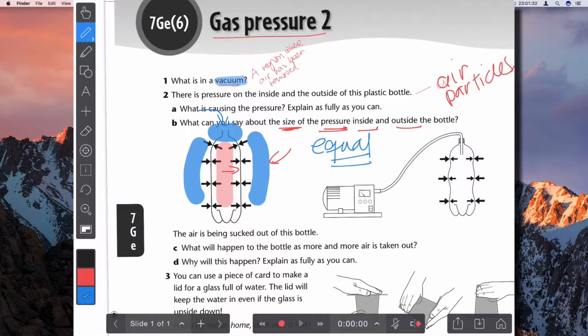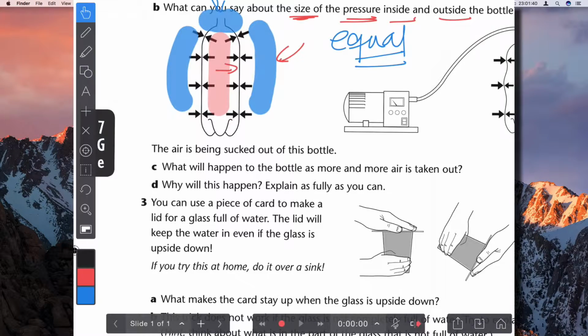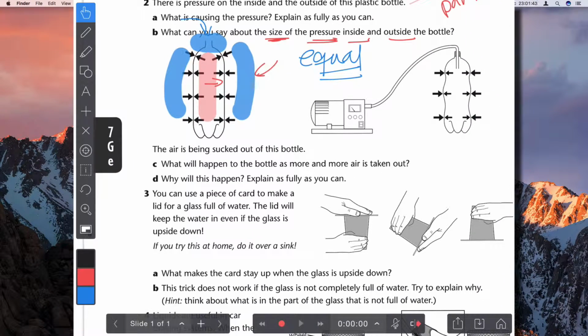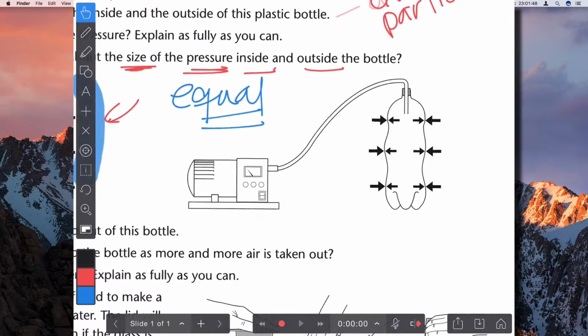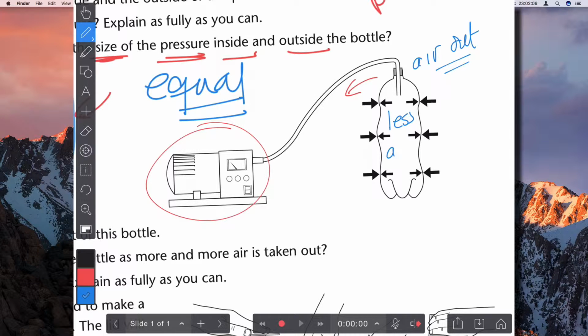Now the air is being sucked out of this bottle. What will happen to the bottle as more and more air is taken out? So now you've got a pump here, and the pump is taking air out, which means the amount of air inside is reducing. So there is less air inside here, which means less pressure.